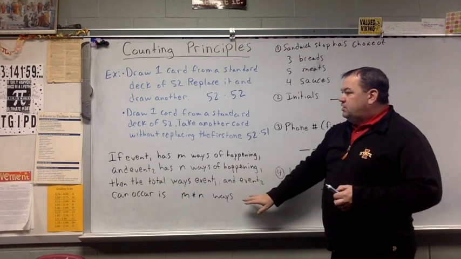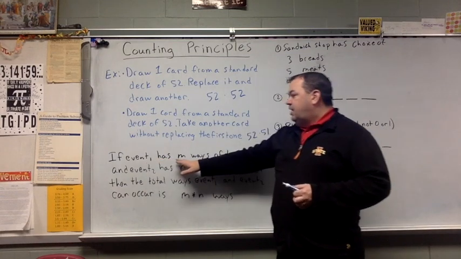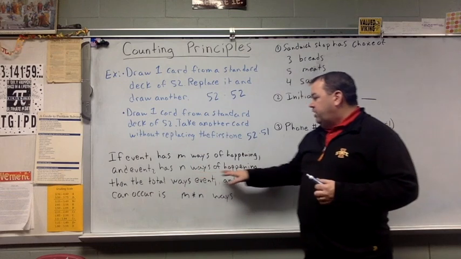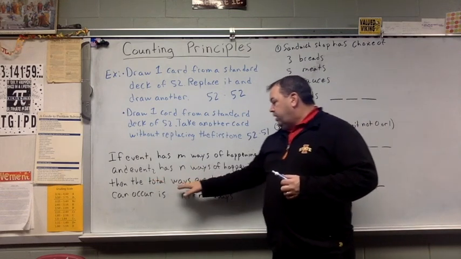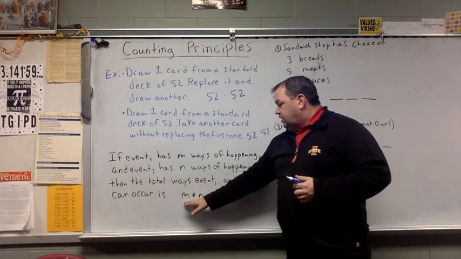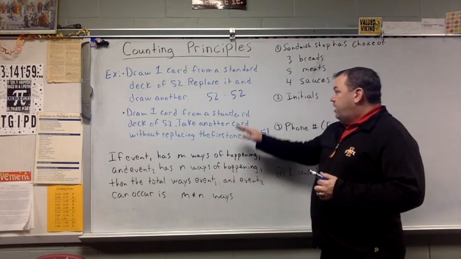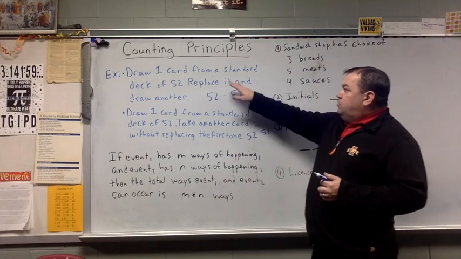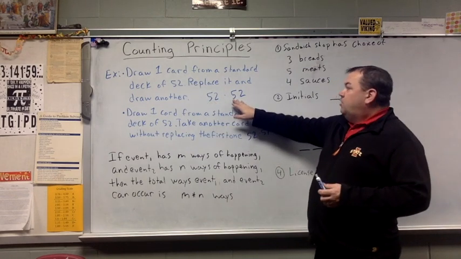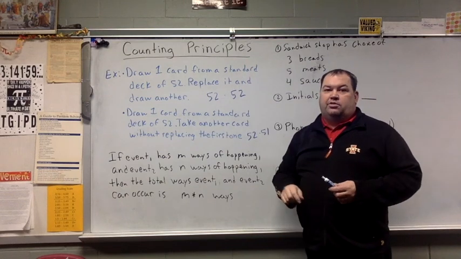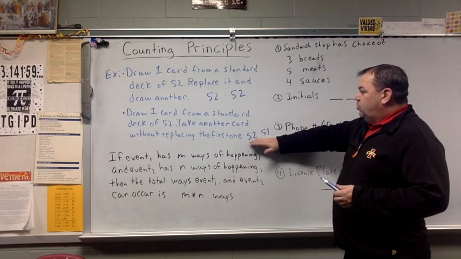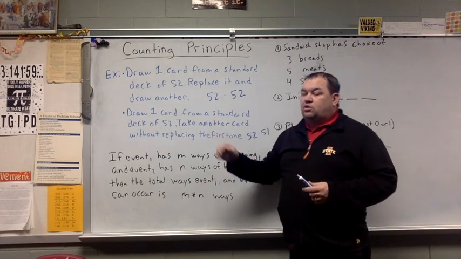Now the counting principle states if the first event has m ways of happening, and the second event has n ways of happening, then the total ways of event 1 and event 2 can occur is m times n. So I'm going to go back to my two examples. In order to do this first example, I take 52 times 52. If I multiply that out, that'll tell me the total number of ways I can draw two cards with replacement. If I take 52 times 51, that'll tell me the total number of ways I can draw two cards without replacement.